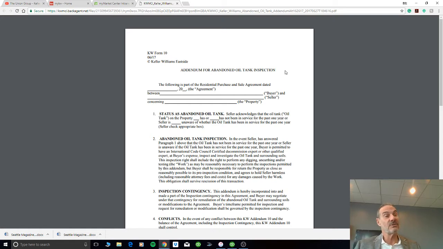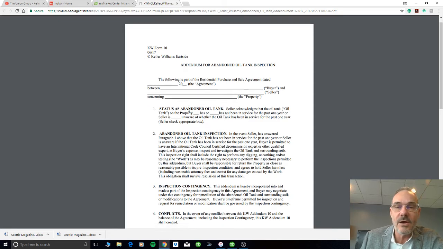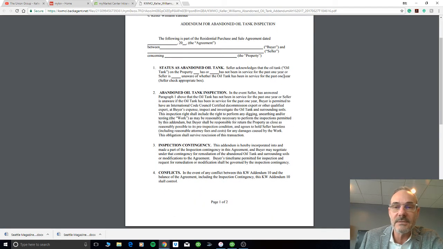We only have decommissioning reports since the 90s, I forget what year, where people started keeping records of it, fire marshals and things. So first of all, it's saying the seller acknowledges that the oil tank is on the property and has or has not been in service the last year, and that they are unaware of whether the oil tank has been serviced in the past year.